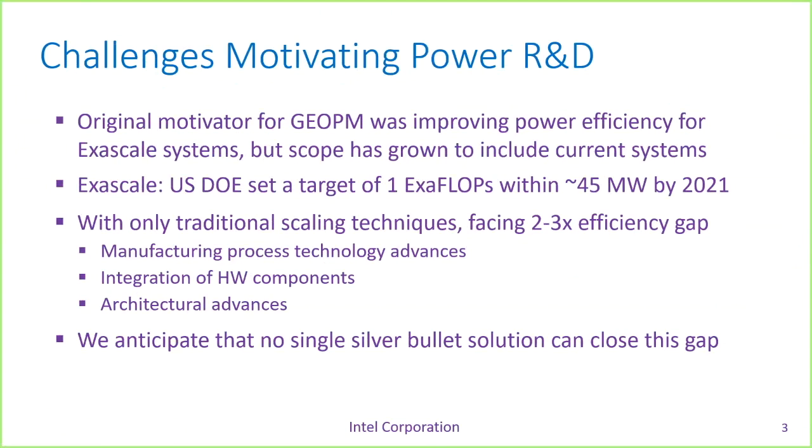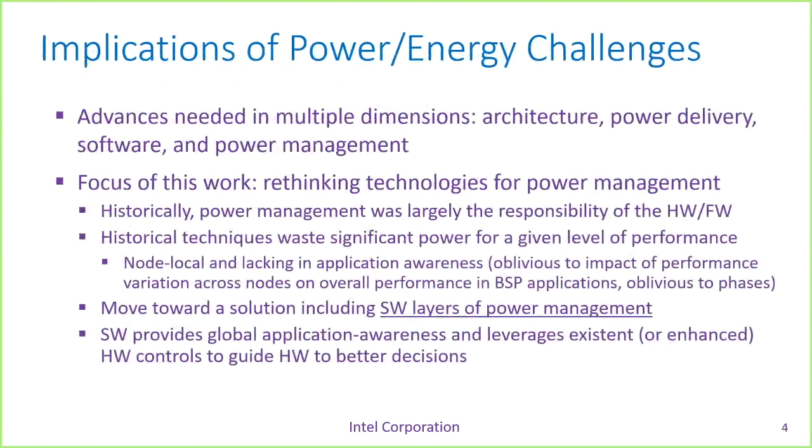We also anticipate that there won't be a single silver bullet technology that can completely close this 2 to 3x gap, and that it's going to be necessary to make advances in multiple dimensions. Certainly architecture is a big one. It turns out that power delivery is another space where we're going to need advances. There are a number of inefficiencies in the power delivery system, especially at the 45 megawatt scale that we're talking about. We're going to need advances in software, in the applications and libraries, to enable them to scale up to exascale. And we're going to need advances in power management, which is the focus of today's talk.